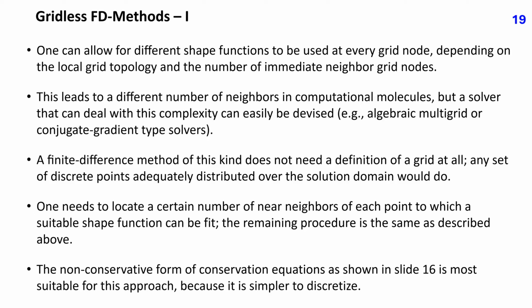A finite difference method of this kind does not need a definition of a grid at all. Any set of discrete points adequately distributed over the solution domain would do. One needs to locate a certain number of near neighbors of each point to which a suitable shape function can be fit. The remaining procedure is the same as described above. The non-conservative form of conservation equations, as shown in slide 16, is more suitable for this approach because it is simpler to discretize.